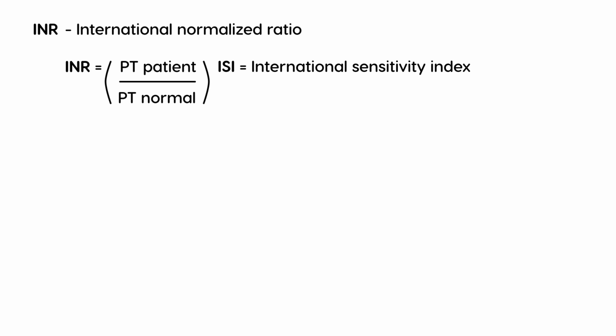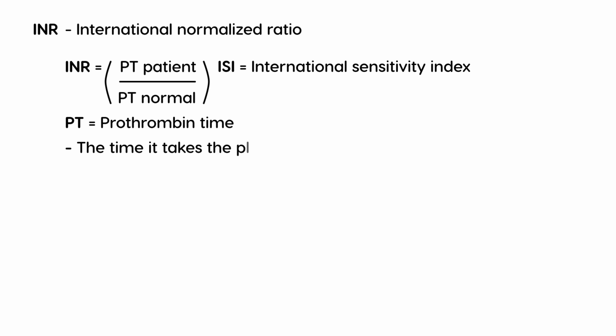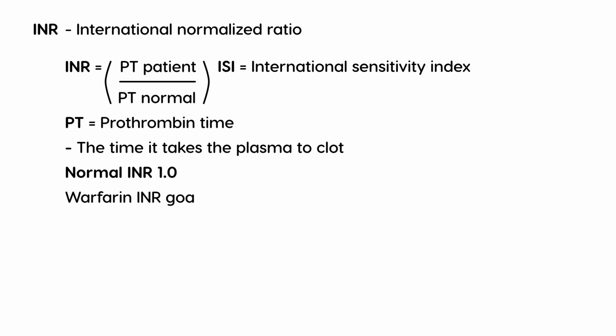And just in case you don't know, PT is the prothrombin time, and essentially the PT tells you the time that it takes to get the plasma to clot. The normal INR in our blood is about 1.0. But patients who are on warfarin will have a higher INR, and their INR is monitored, and the goal is to keep their INR between 2 and 3.